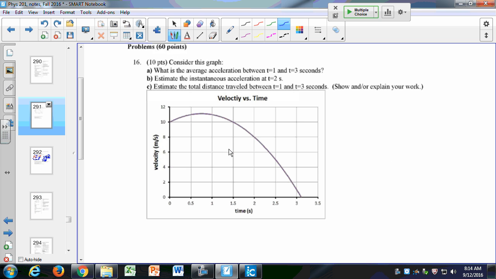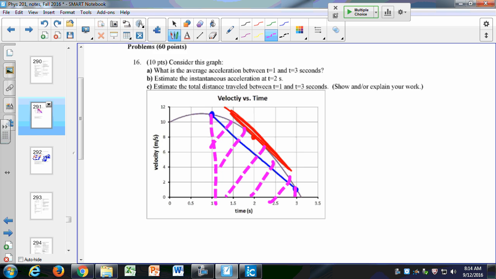Here's a graphing problem. This is what I was talking about, quantitative, where I give you a graph. You have to find the average acceleration between 1 and 3 seconds. To find the average acceleration, you can think of taking the slope of that line. To find the instantaneous acceleration at t equal 2, you're taking the slope of the tangent line. And then to find the total distance between 1 and 3 seconds, we're finding the area under that function.